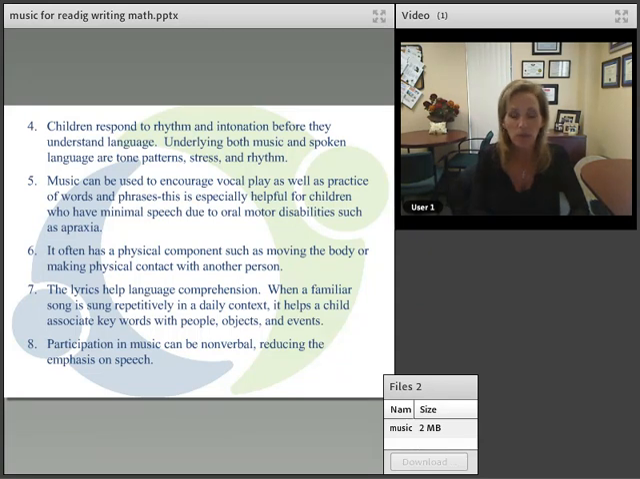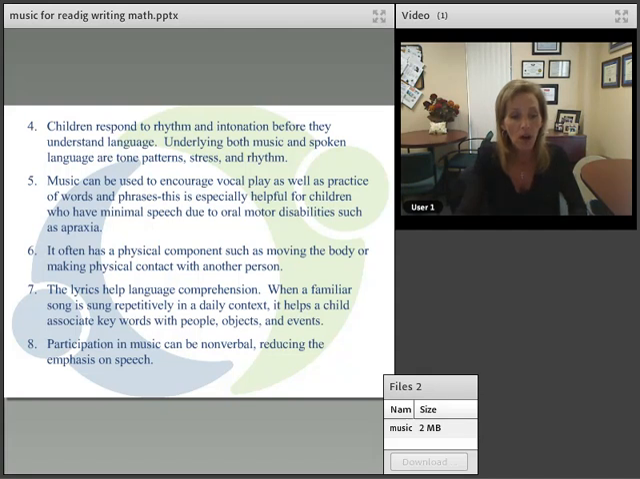For those students that have minimal speech, I've had students that I've worked with in the past who may not speak with many words, but yet they can sing a whole song. And so if we can put music to their speech, they may be able to use that as a tool to communicate with us more so.